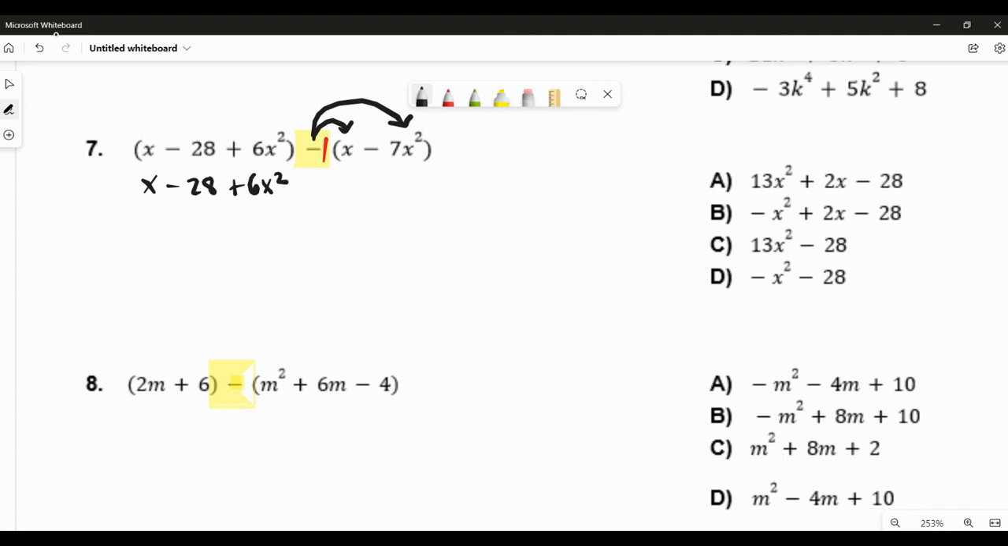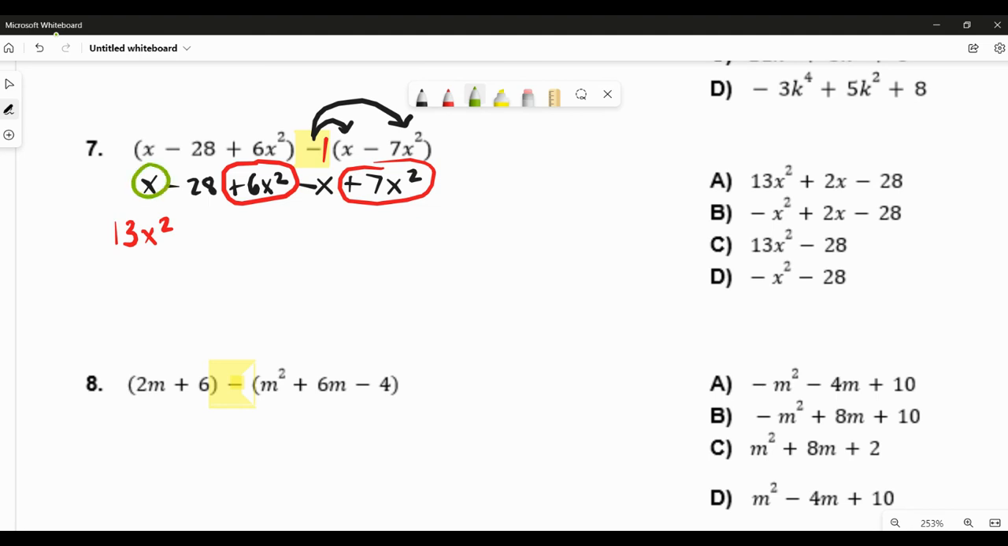So the opposite of positive x is going to give me negative x. And guess what? The opposite of -7x squared is going to be positive 7x squared. And so just by distributing, I've finally been able to reduce this a little bit. And you might have noticed that once we get here, it's just a combining like terms problem, just like 5 and 6. I'm going to combine my terms that are like terms starting with the biggest exponents. So 6x squared plus 7x squared, well, that's 13x squared.